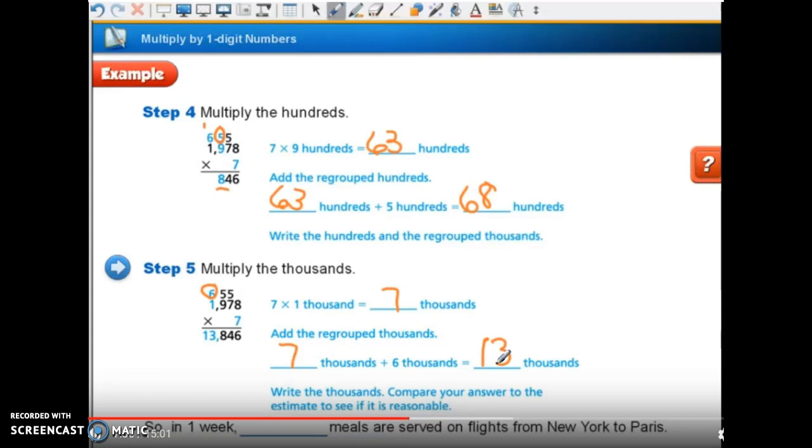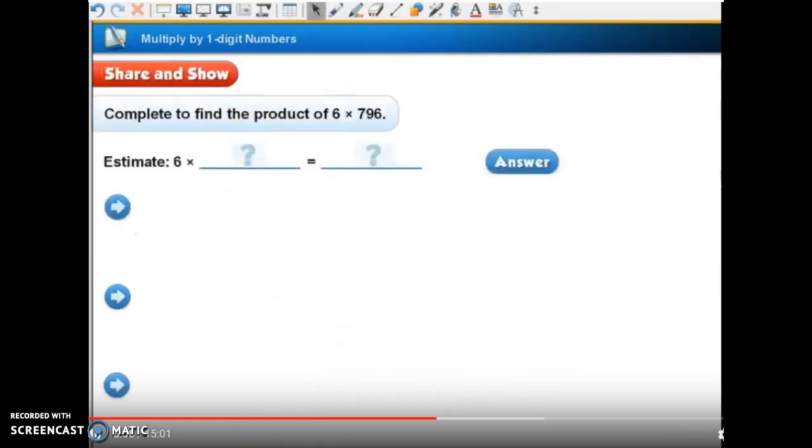So in 1 week, 13,846 meals are served. Now what was our estimate? Remember we had 2,000 times 7, which is 14,000. Is that close to 13,846? Yes, it is.